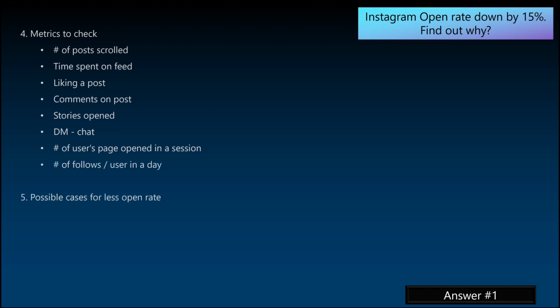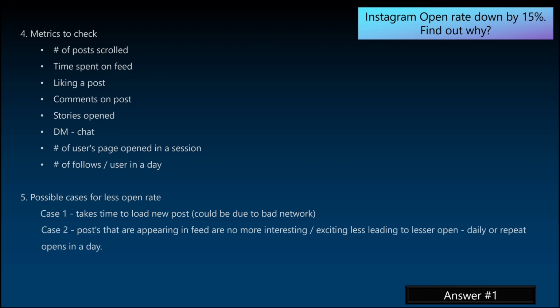Now, possible causes for less open rate could be case 1, where it takes time to load new posts. This could be due to bad network or some network outage. Case 2, where posts that are appearing on the feed are no more interesting or exciting, which leads to a lesser open rate. Daily or repeat opens in a day are actually decreasing in this particular case.